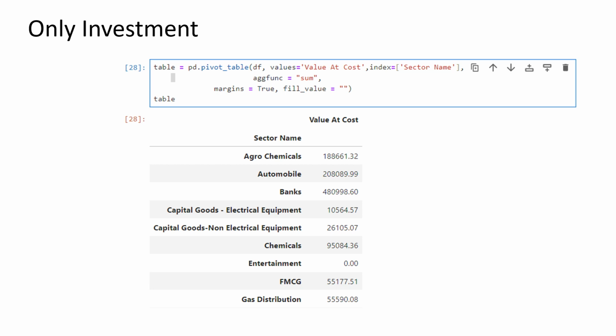In this particular case, it will show that agrochemical has 1,88,000 investment. In automobile, the investment is 2,08,089 rupees 99 paisa. And in bank, it has an investment of 4,80,998 and 60 paisa, and so on. So this is a very good summation table with respect to sector name.